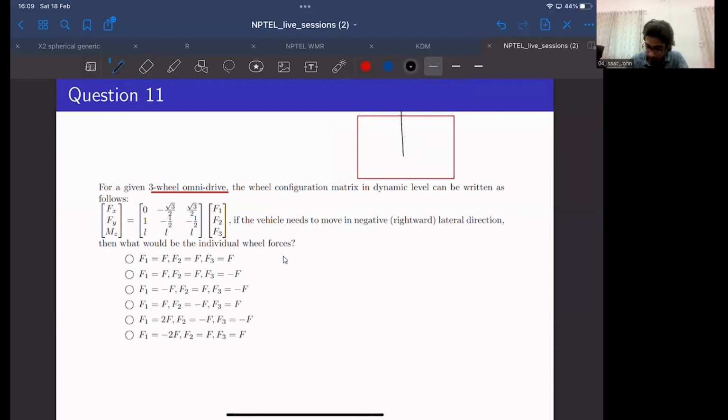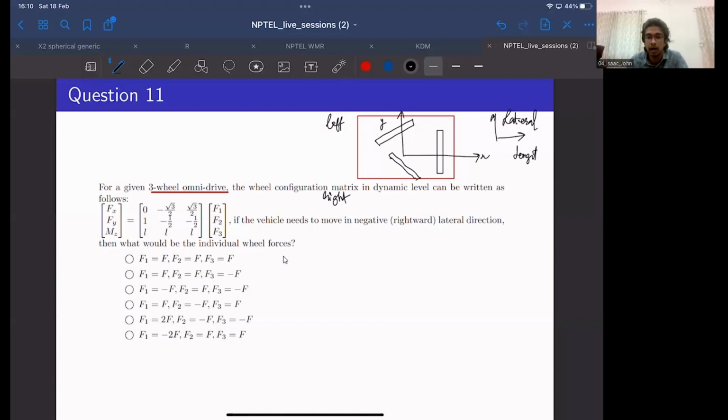So yeah, this is the body fixed frame, x-axis, y-axis. The first wheel, second wheel, and third wheel. So all the wheels are oriented 120 degrees apart. So this would be a left side, this would be a right side, and this would be the longitudinal direction. And this is the lateral direction.